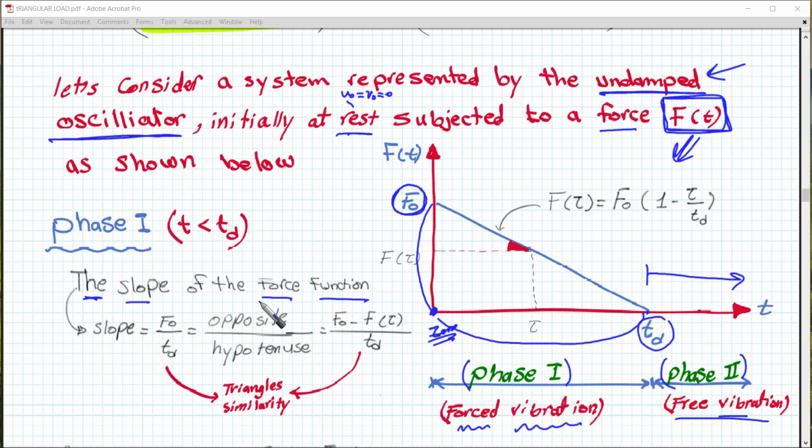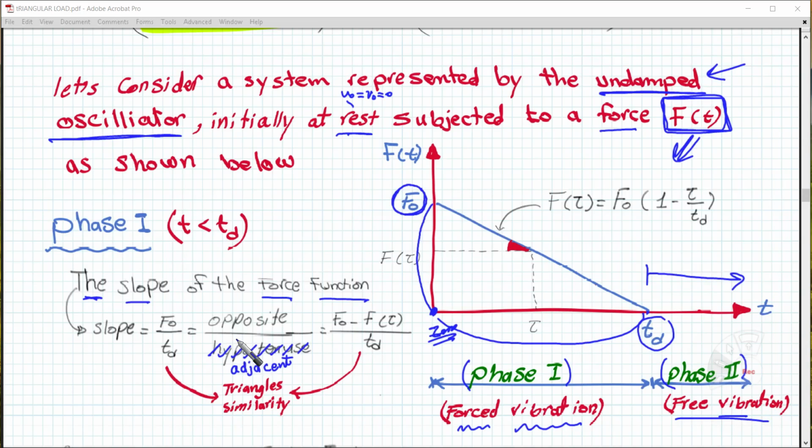So in this case, we are going to put this as the slope. This slope equals F node over TD, which is the opposite, F node on the vertical axis, over the adjacent here, which is TD. I was writing hypotenuse, but actually it's not right. The hypotenuse is going to give us this line, but we are talking about the slope, which is tan of this angle.